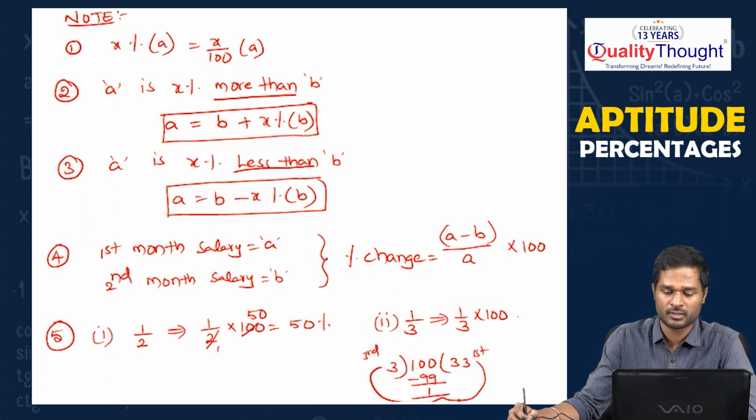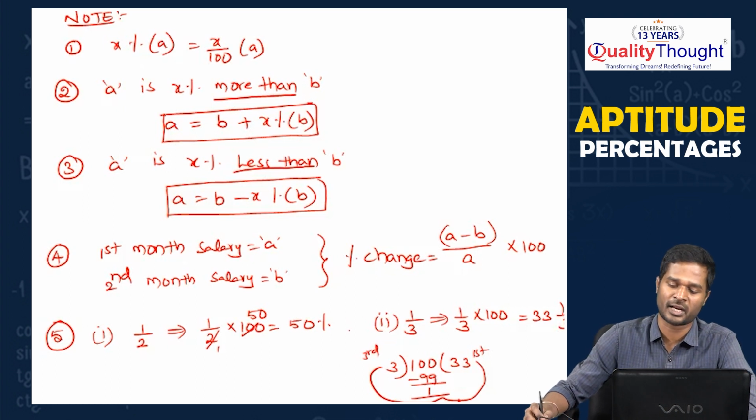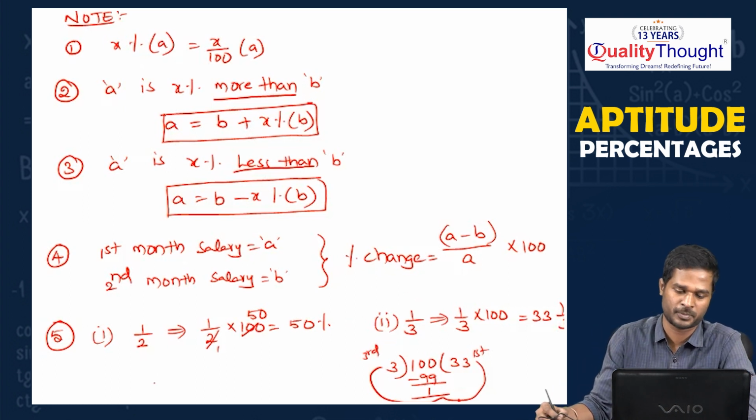So, 1 by 3 of 100, if my answer is 1 by 3, then my final answer will be equal to 33 1 by 3 percentage. So, this is converting a simple fraction into a mixed fraction in terms of percentages again. Let me write one more example.